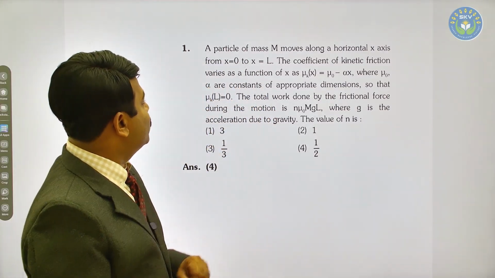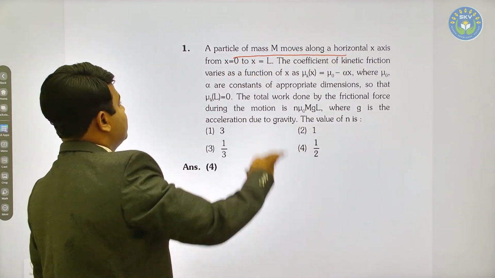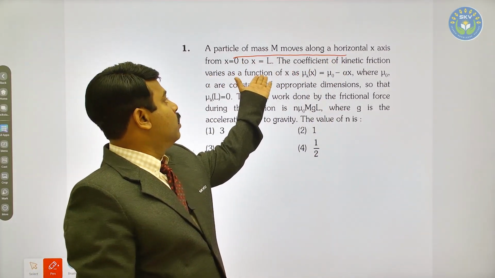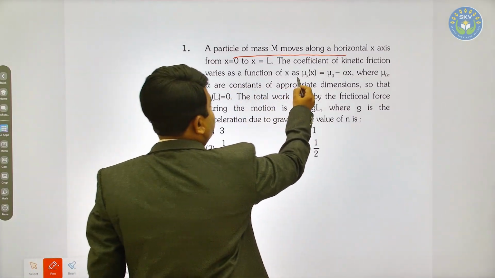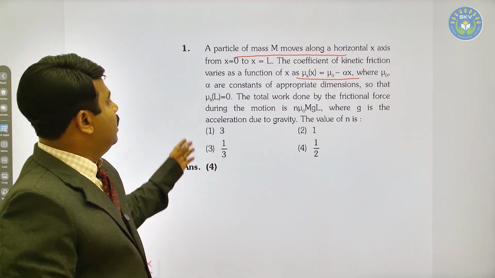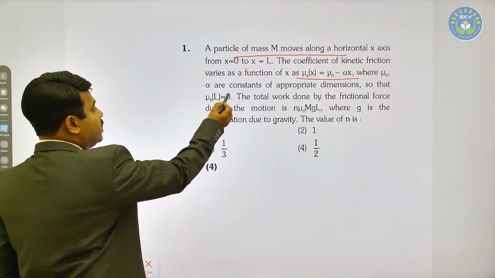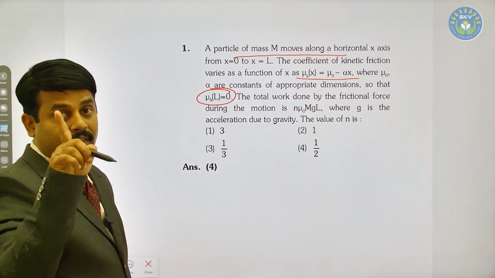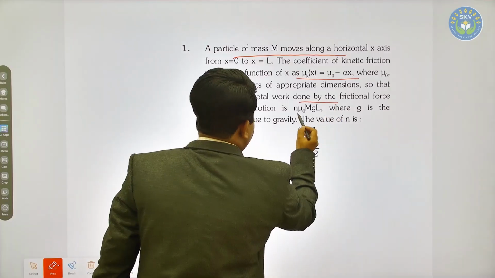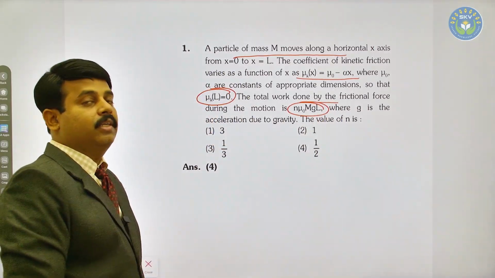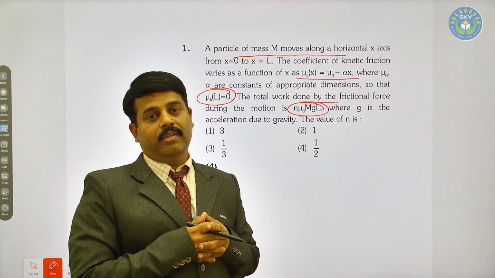See here, the first question is: a particle of mass m moves along the horizontal x-axis from x equal to 0 to x equal to L. The coefficient of kinetic friction as a function of x is given, and alpha is a constant. One condition given here is that the friction at length L is equal to 0. Now, the work done by this frictional force is mentioned with an integer n. That n value we need to find, right?